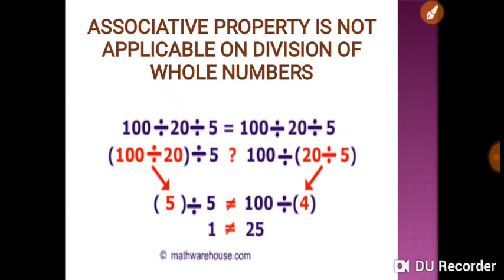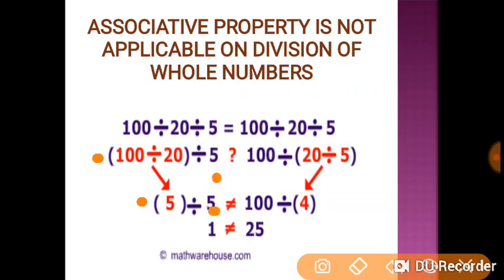Associative property is not applicable on division of whole numbers. To understand this, let us consider an example. Suppose there are 3 numbers: 20, 5 and 100. You have to divide them. You can divide in any order, so let us try to do this. First we are dividing 100 by 20. 100 divided by 20 will give you 5. Now 5 will be divided by 5, which will give you 1.